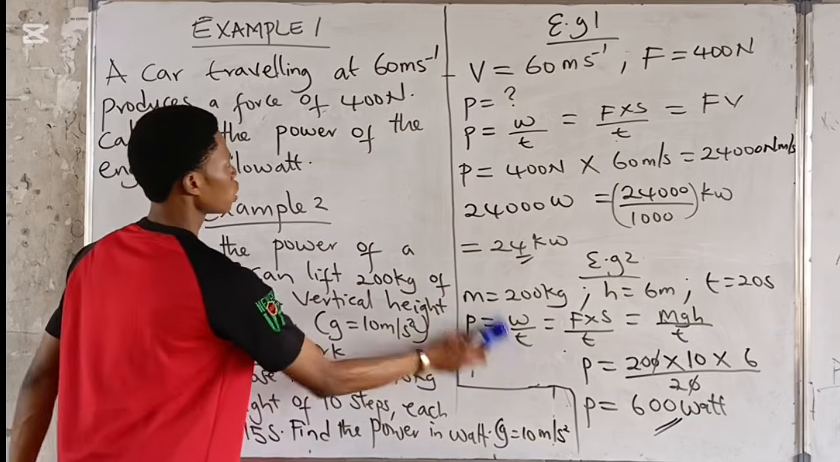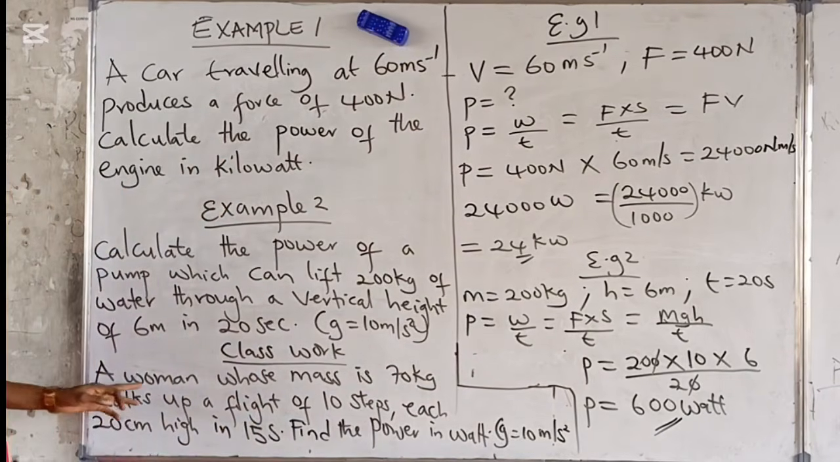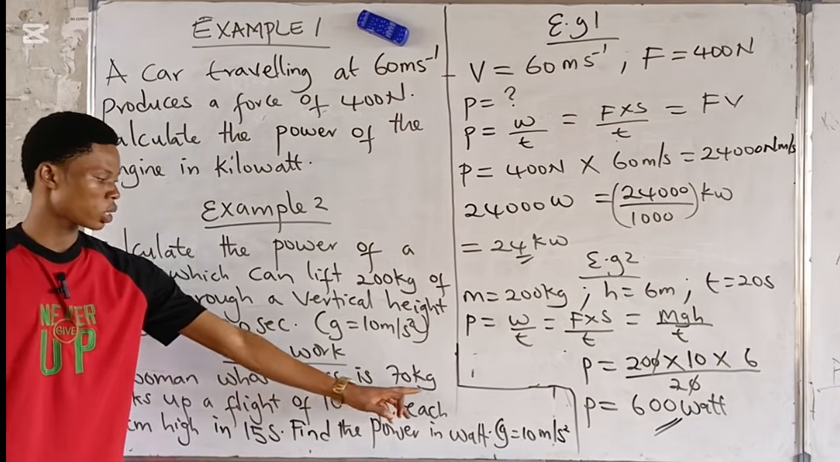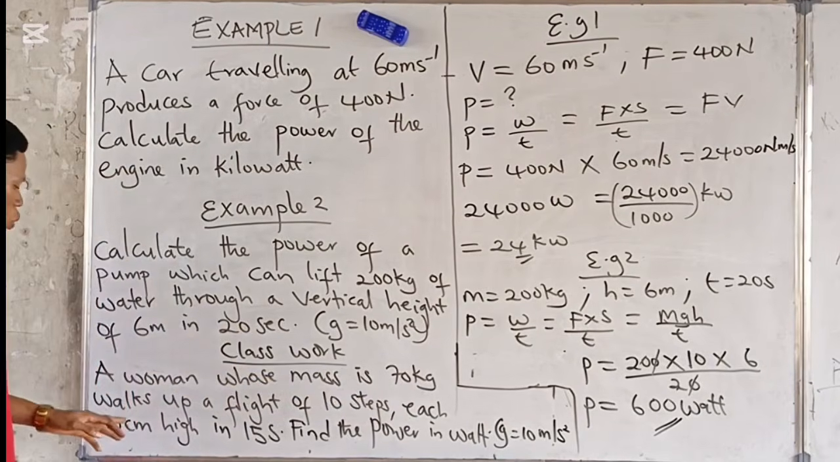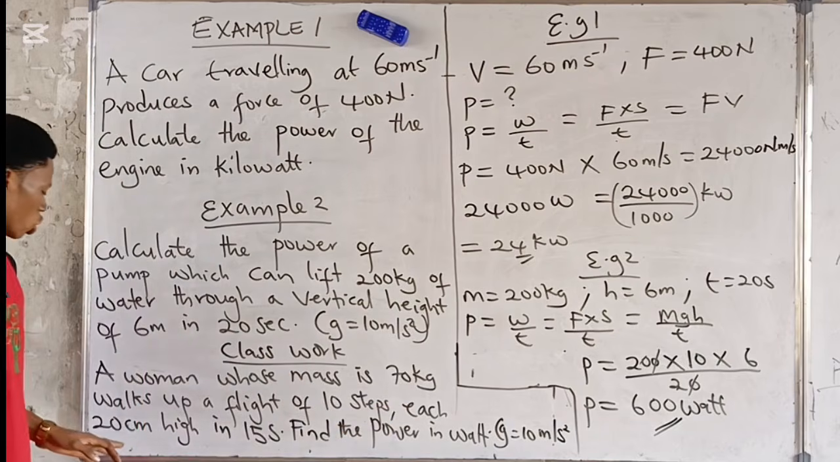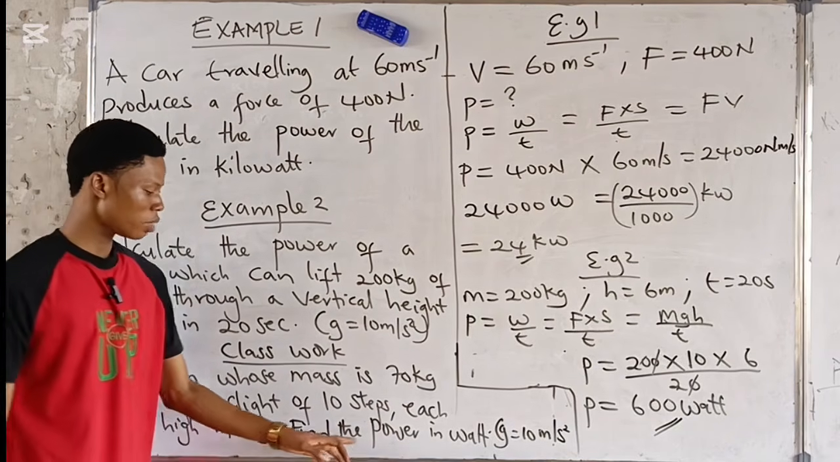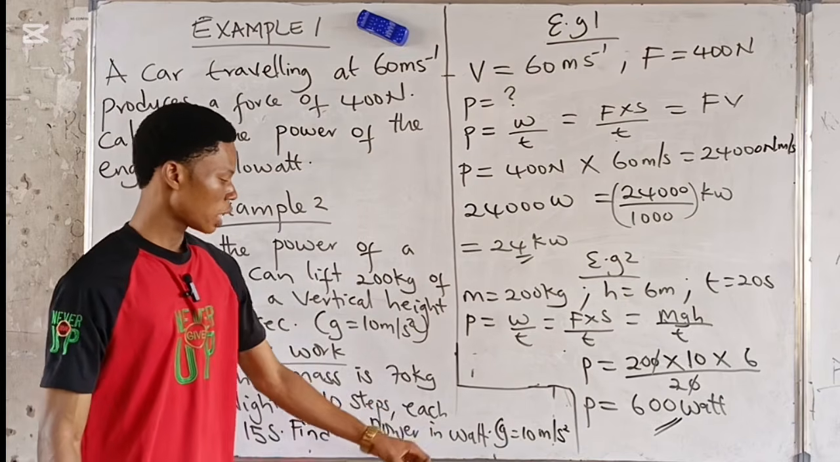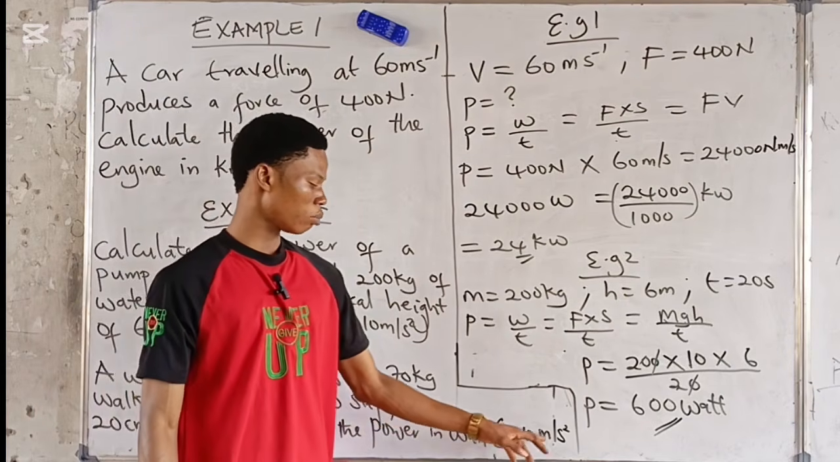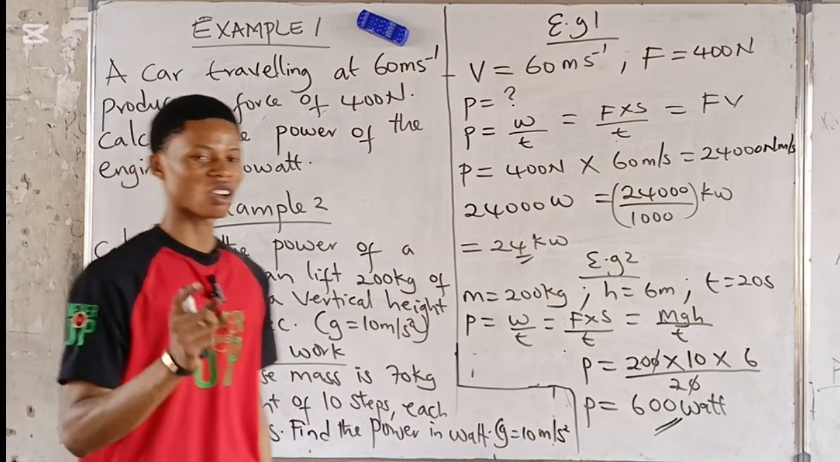Now you're going to attempt this question for me as classwork. A woman whose mass is 70 kilograms walks up a flight of 10 steps, each 20 cm high, in 15 seconds. Find the power in watts. And we're given g as 10 meters per second square. So you're going to solve this and drop your answer in the comment section.